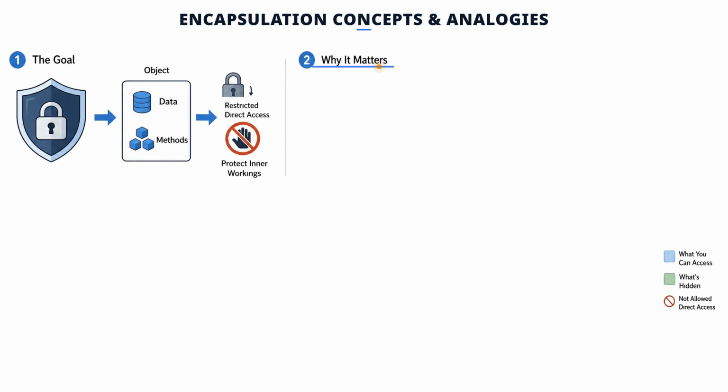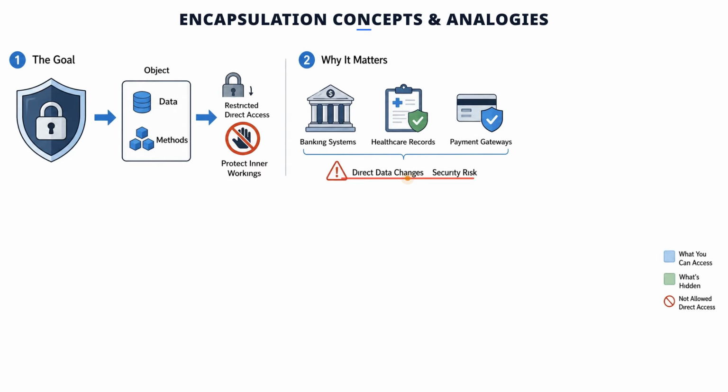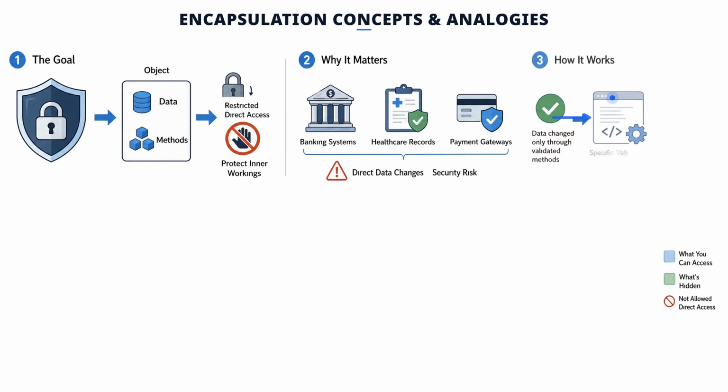Now, why does this matter? In professional environments such as banking systems, healthcare records, or payment gateways, allowing anyone to change data directly isn't just a technical bug, it is a major security risk. If a user could manually change their bank balance to $1 million without going through a proper process, the whole system would collapse. Encapsulation ensures that data can only be changed through specific validated channels, acting as your first line of defense against accidental or malicious data corruption.